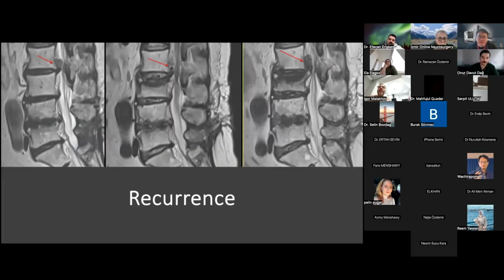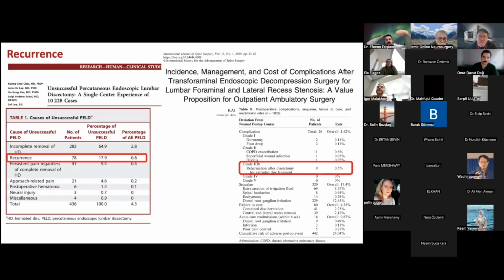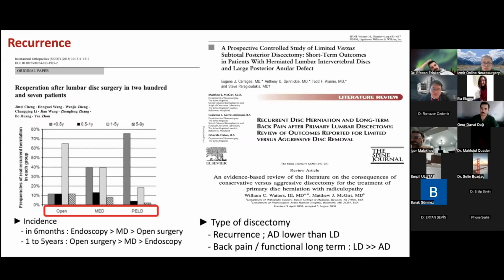Let's talk about recurrence. Previous reports typically report around 1% of early recurrence after surgery, but by our experience, we know that recurrence can happen a lot more than these reported numbers.